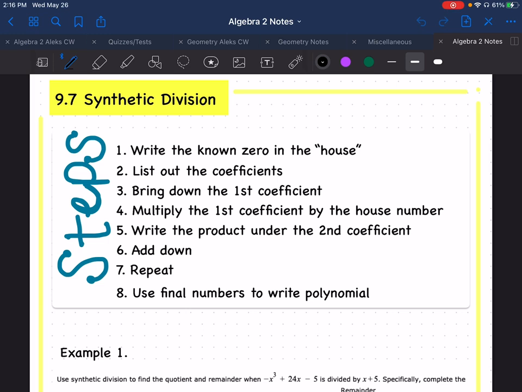And then you're going to start with step 3. You're going to bring down the first coefficient. You just bring it down and place it in its place. Then we're going to start multiplying. We're going to multiply the first coefficient by the house number, and write the product under the second coefficient. We're going to add down, put our answer, and then repeat until we get to the end. Once we're at the end, we use our final numbers to write our polynomial for our answer.